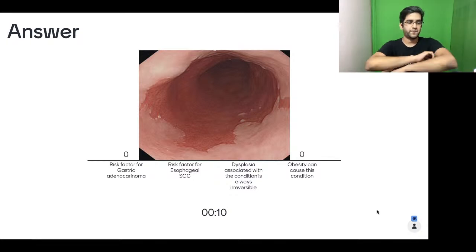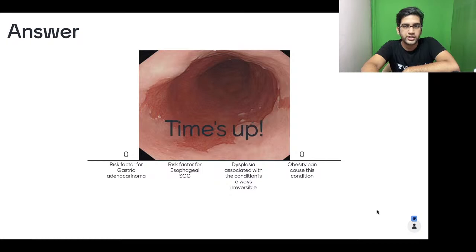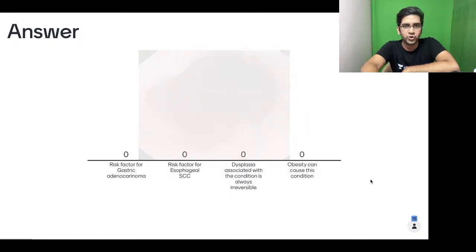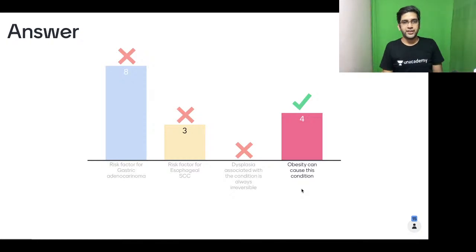Okay, 10 more seconds. Now time's up. This is a simple one, right? I hope most of you would have written the correct answer. Okay, fine. I think you went ahead and wrote the answer faster. That was Barrett's esophagus. Option A is risk factor for gastric adenocarcinoma. No, it's a risk factor for esophageal adenocarcinoma. Option B is risk factor for squamous cell carcinoma of esophagus. No, it's a risk factor for esophageal adenocarcinoma.